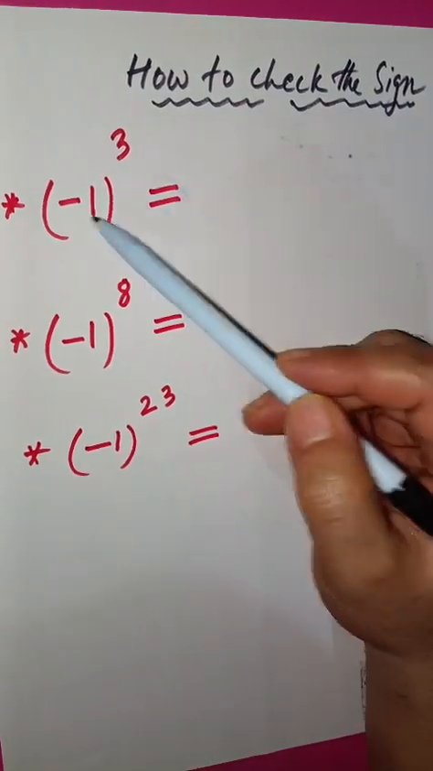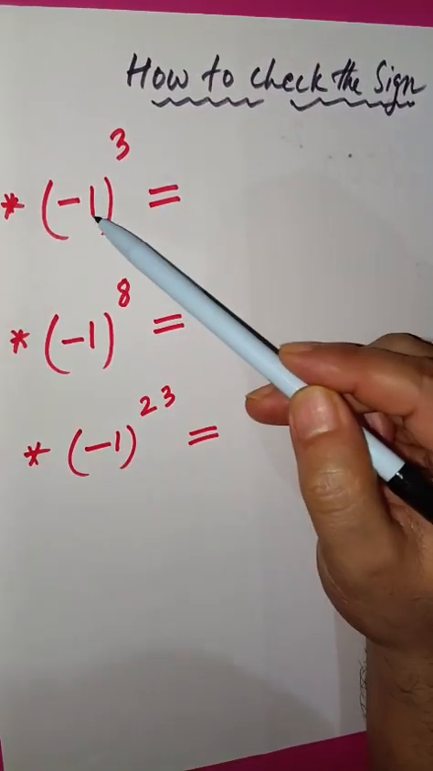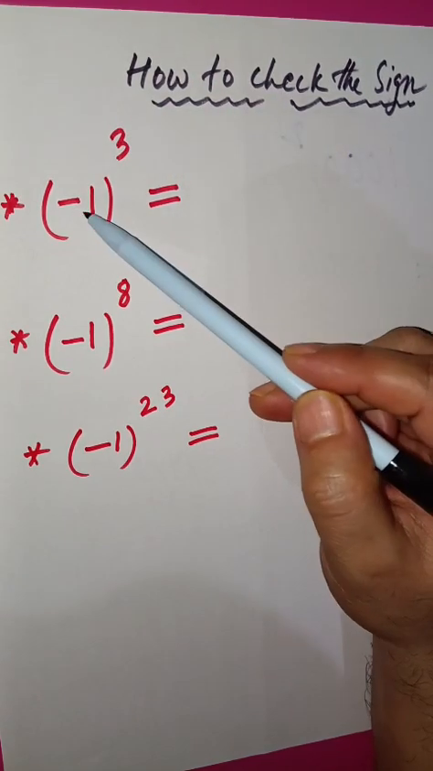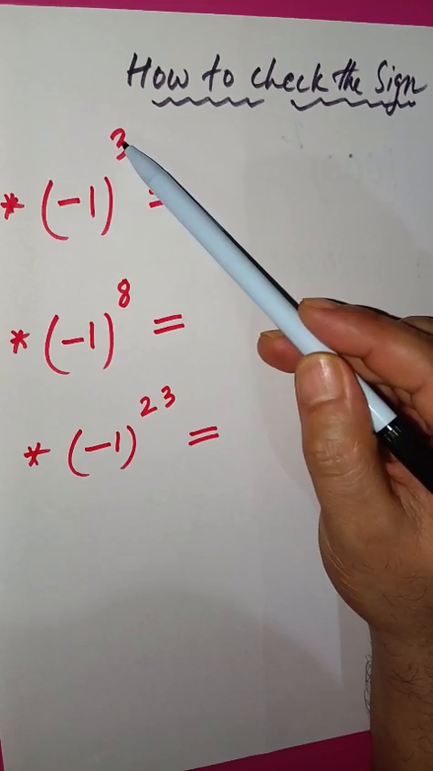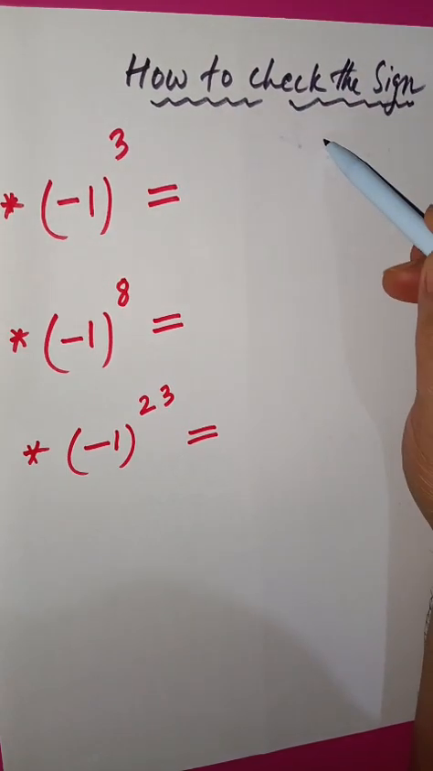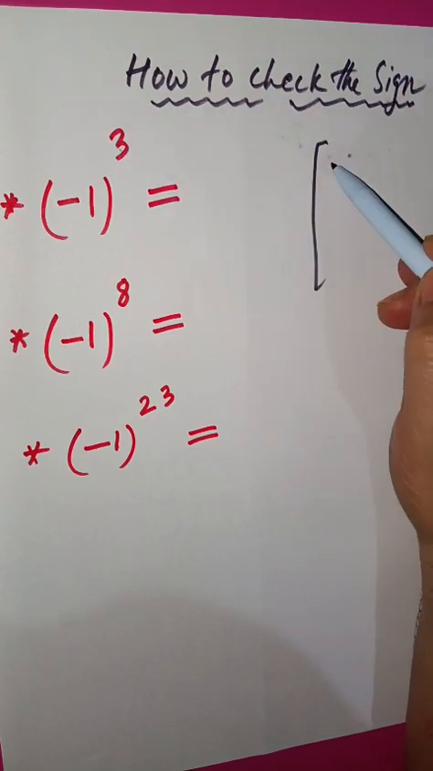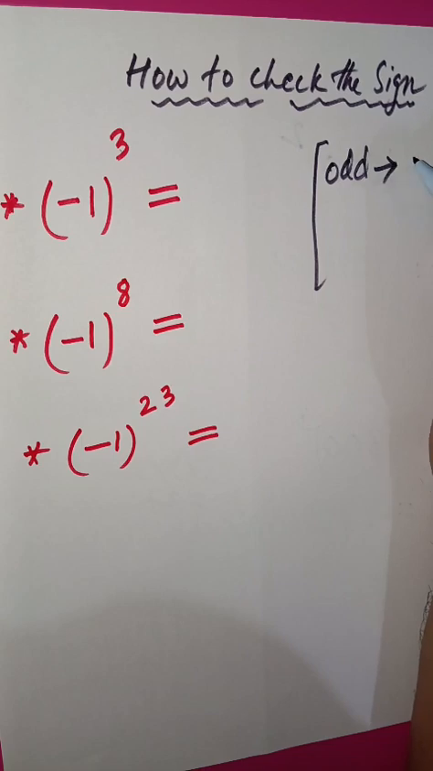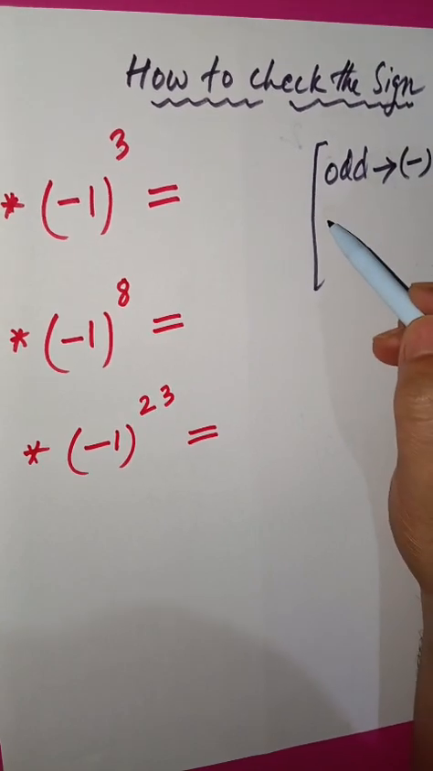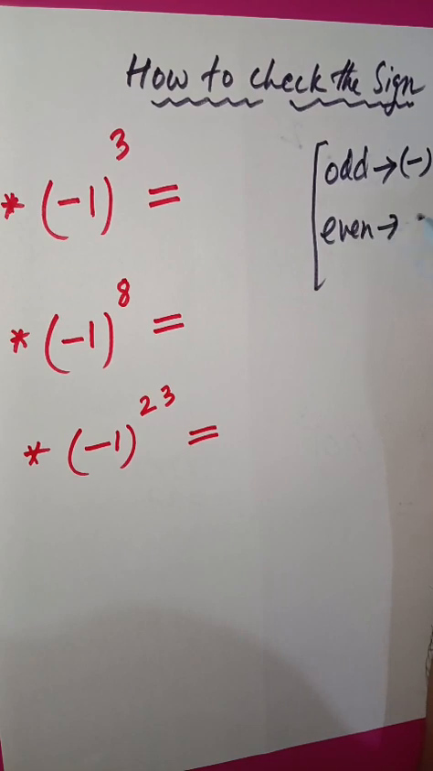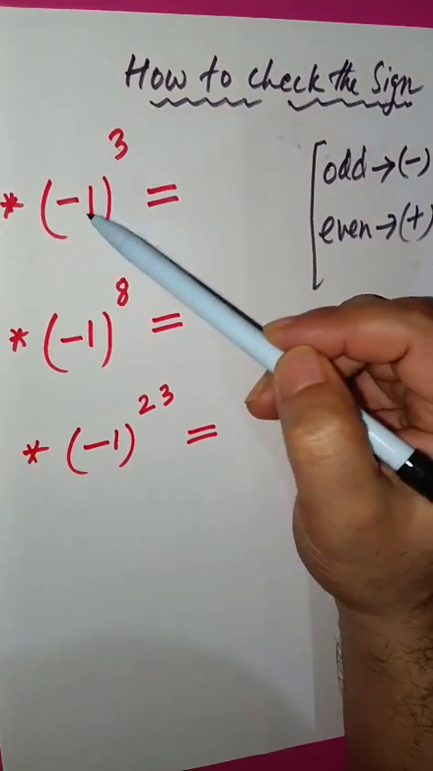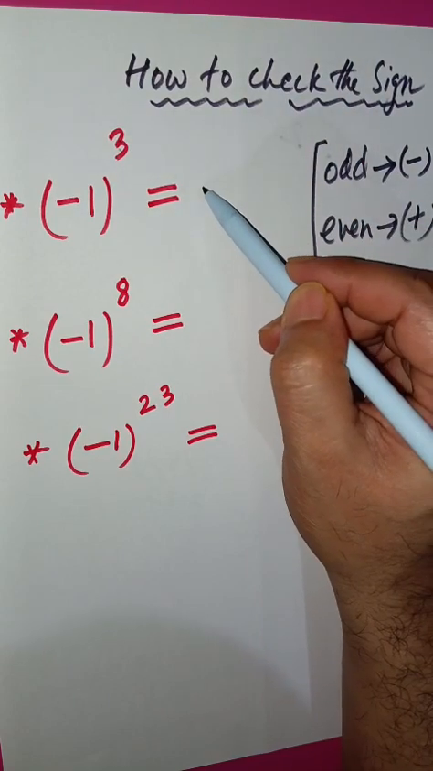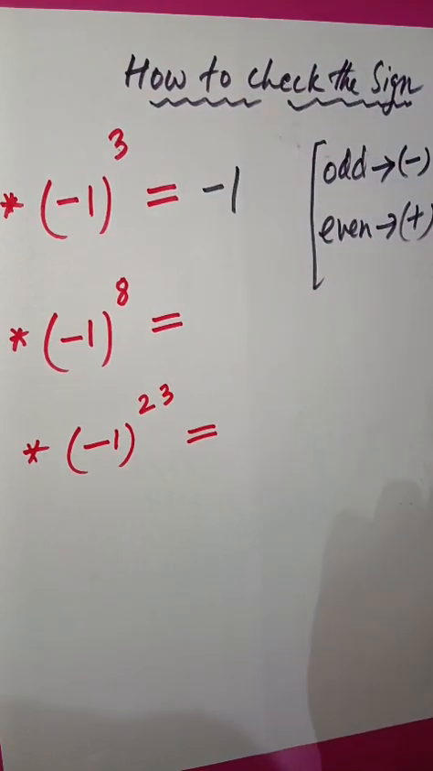Let's learn where to put negative sign and where to put positive sign when we multiply, looking at the powers. So here, minus 1 cube. Now what we need to remember is, if the power is odd, then it will be minus sign. If the power is even, then it will be plus sign. Very simple way. So here power is odd, so it will be minus sign. So minus 1, that is the answer.